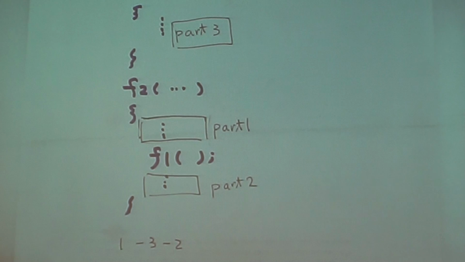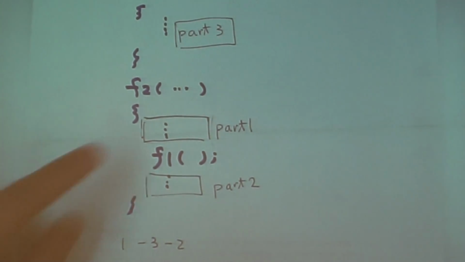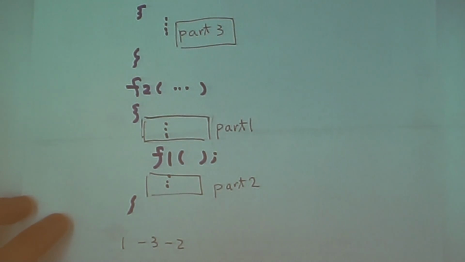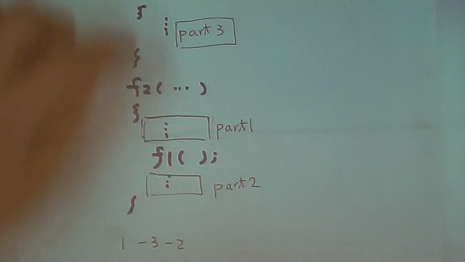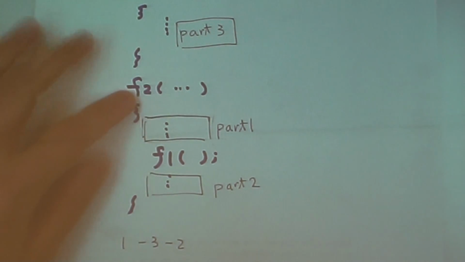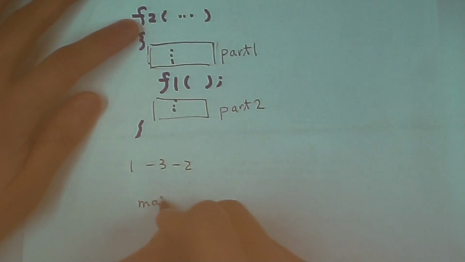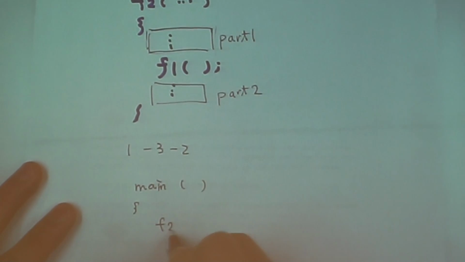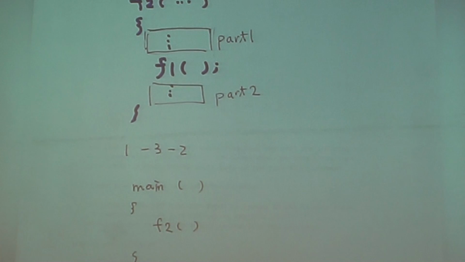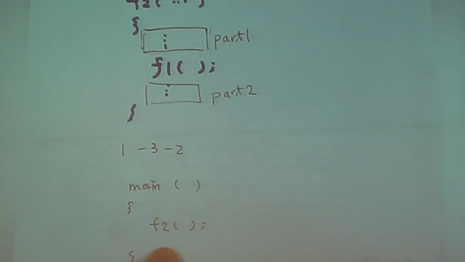Is there any question about this? The order of execution will be 1, 3, 2. Everybody agree? Why doesn't it come 3 first? I call function f2. Sorry, maybe I didn't make the question clear. Suppose my main function calls function f2.